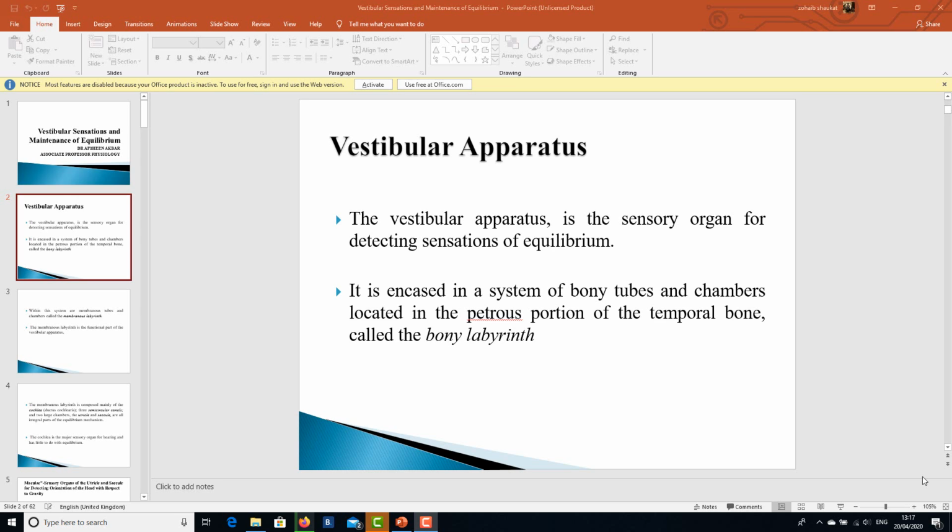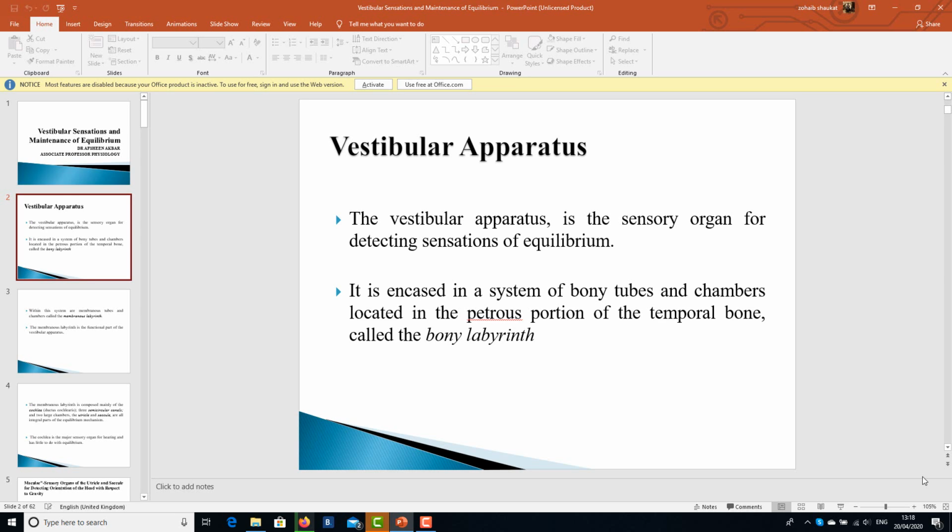Dr. Huria Amir. Today we are going to have the last lecture of CNS, although this portion is not actually part of CNS, it is part of special senses, but we are doing it along with the central nervous system. Now what we are going to learn is about the vestibular sensations, how the maintenance of equilibrium is done in our body. Now we are going to learn in detail about the vestibular apparatus.